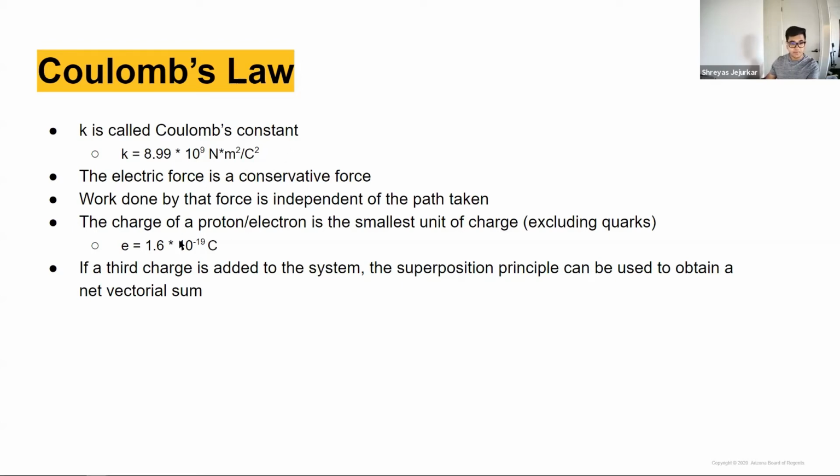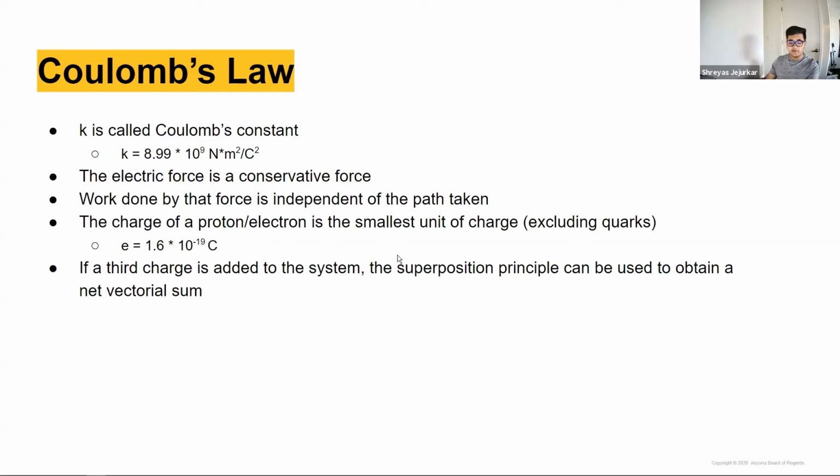And the charge of a proton or an electron is the smallest unit of charge, excluding quarks. You will not be dealing with quarks in this class, so this is the smallest charge that you will need to use for calculations. And we already went over this, where e is equal to 1.6 multiplied by 10 to the negative 19th coulombs.